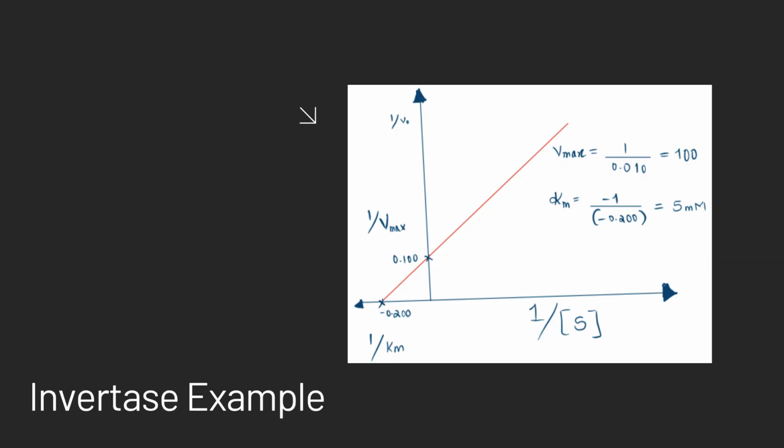Let's calculate using invertase. If the y-intercept is 0.010, then Vmax equals 1 divided by 0.010 equals 100. If the x-intercept is -0.200, then Km equals -1 divided by -0.200 equals 5 mM. One plot, two values, fast and clear.